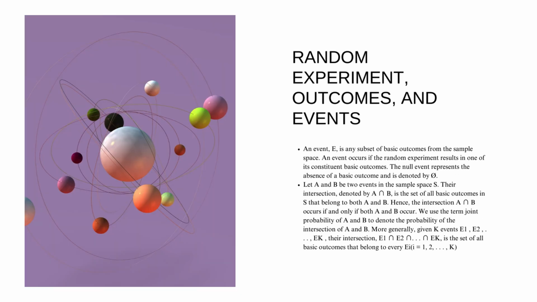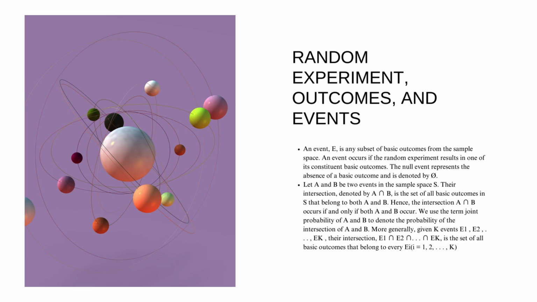An event, E, is any subset of basic outcomes from the sample space. An event occurs if the random experiment results in one of its constituent basic outcomes. The null event represents the absence of a basic outcome and is denoted by O.